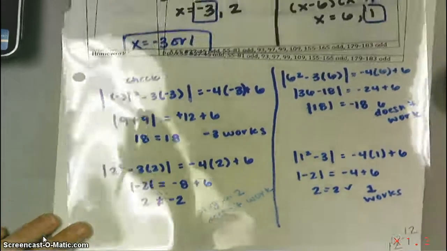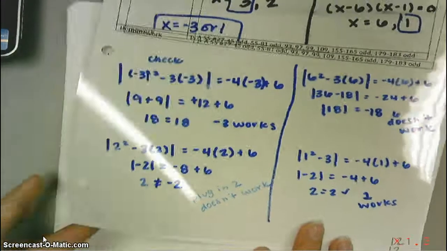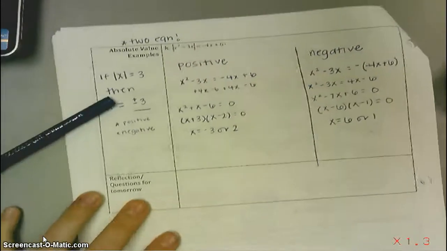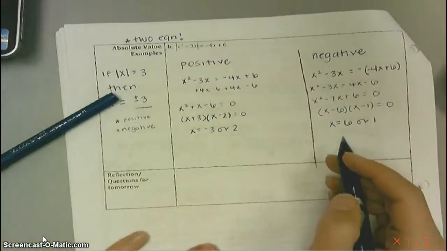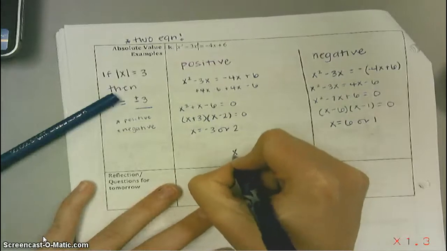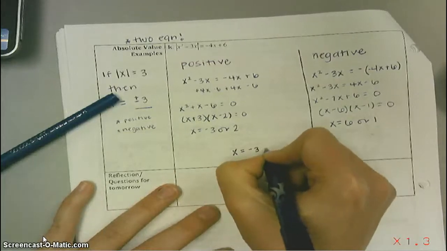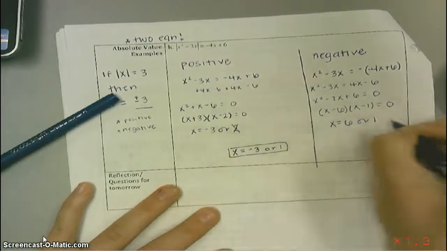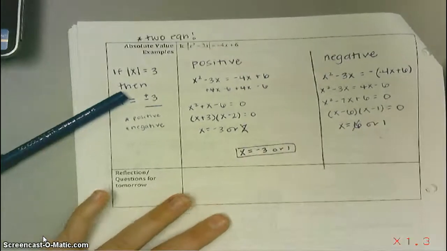All right, so in the end, after you check your answers, you can kind of go back up to here, and since the only two that worked were negative 3 or 1, you would just finalize your solution. These are the ones that didn't work because they were extraneous. And that's it.